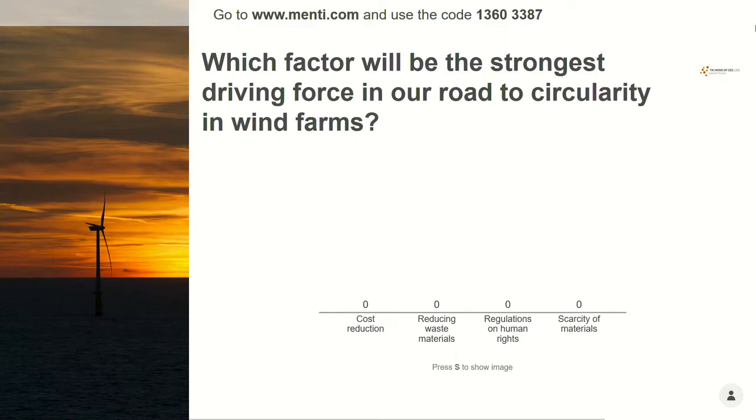I think let's ask our audience another poll question right now. About the strongest driver behind circularity, let's ask you a question about that. If you just tuned in, go on your smartphone or your tablet to www.menti.com and enter the code. It's on top of the page, 13603387. Then you can answer our question and tell us which factor you think will be the strongest driving force in our road to circularity. Is it cost reduction, reducing waste materials, regulations on human rights, or scarcity of materials?